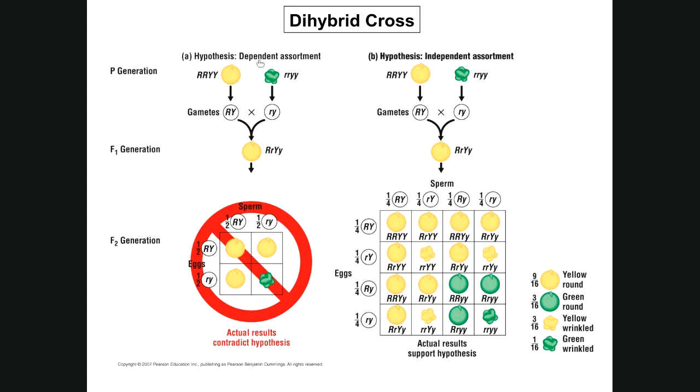However, he had a second hypothesis, and I don't know if I misspelled it in your notes. It shouldn't be SIS, it should be SES if we're talking plural. But he proposed the second hypothesis. He called this one independent assortment.